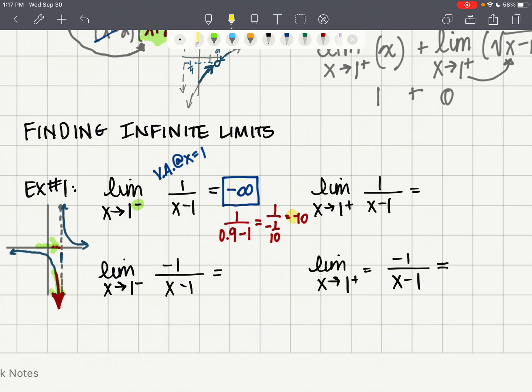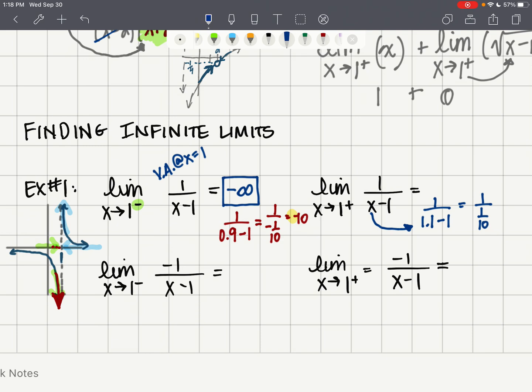Okay, let's try from the right-hand side. Now, we already know from the right-hand side what's happening because I have the graph drawn already. We already know that our answer is going to be positive infinity. But let's put a number in. So from the right-hand side of 1, we might be talking about 1 over 1.1 minus 1. That's 1 divided by 1/10. 1.1 minus 1 is 1/10.